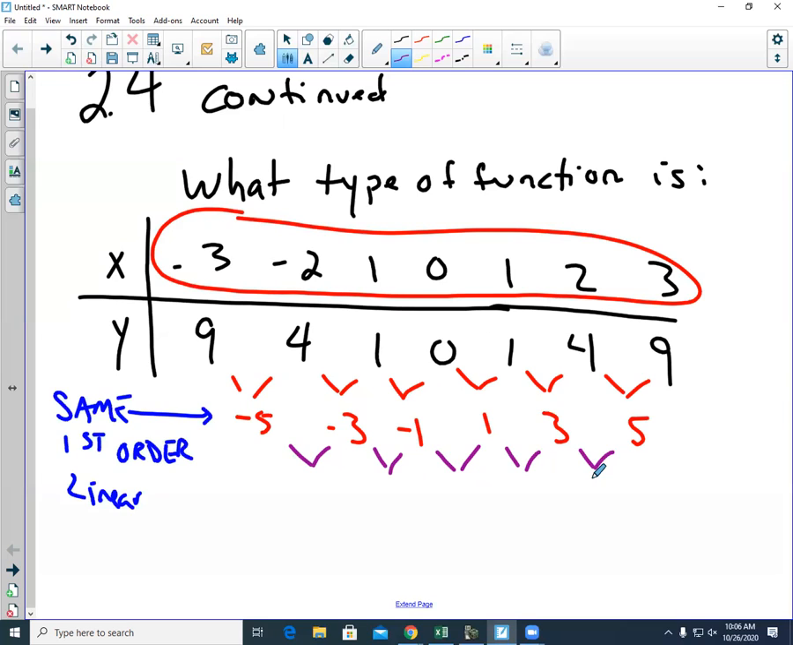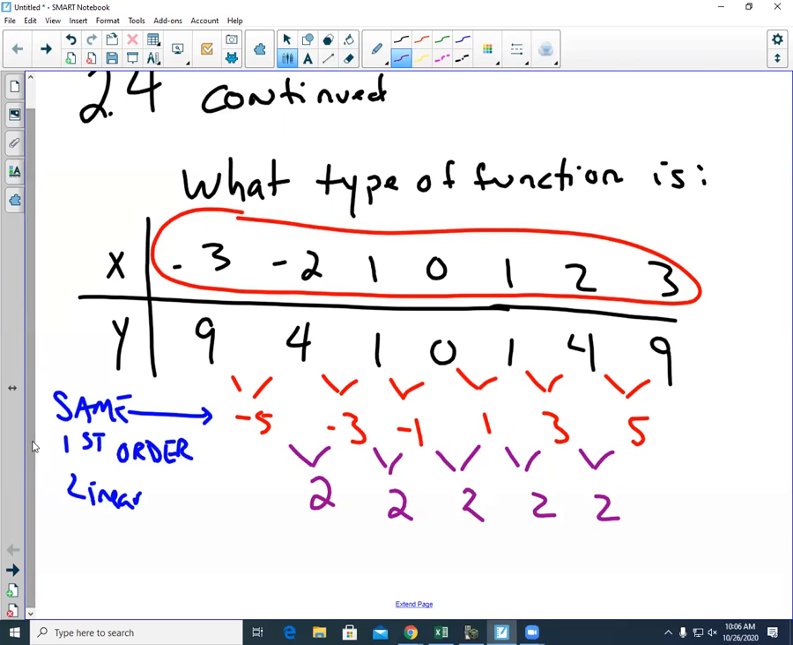Now this is important. You have to be able to do mental math, or use your calculator, to understand negatives, right? Negative 3 minus negative 5 is positive 2. Negative 1 minus negative 3 is positive 2. 1 minus negative 1 is 2. 3 minus 1 is 2. 5 minus 3 is 2.